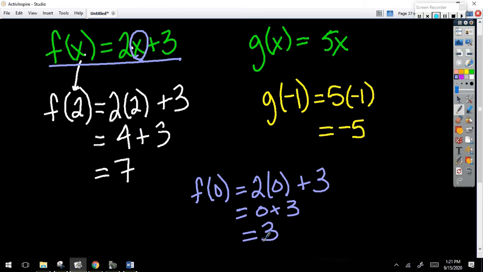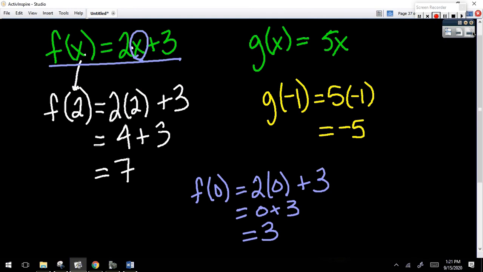Plus 3. What does that equal? What did I tell you? Whatever's in parentheses, you'll do 2 times a plus 3. Right? Look at g. Oh, 5 times. Whatever is in parentheses is what goes in for x.